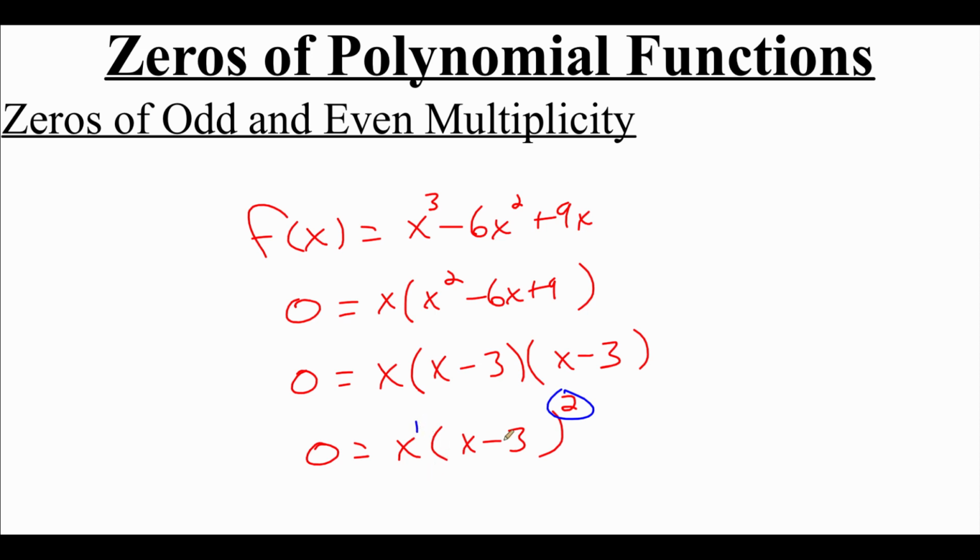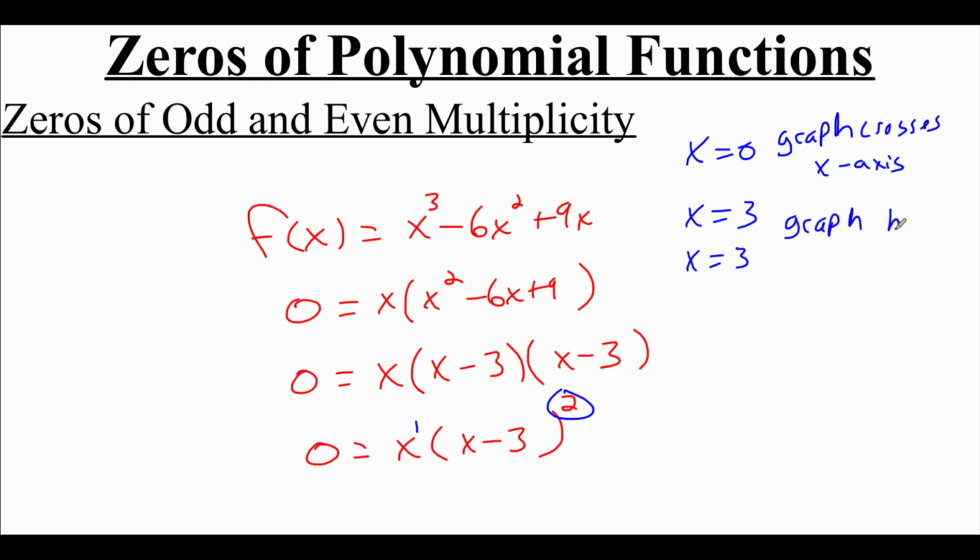Now when I take these and set them equal to 0, I would get x equals 0 and I would also get x equals 3. But I would technically get x equals 3 twice because it's a repeated factor. At x equals 0, because we only got that answer one time, that would mean that our graph crosses through the x-axis at 0. But at my zero of 3, because I got that an even number of times, my graph is going to bounce off the x-axis at 3.